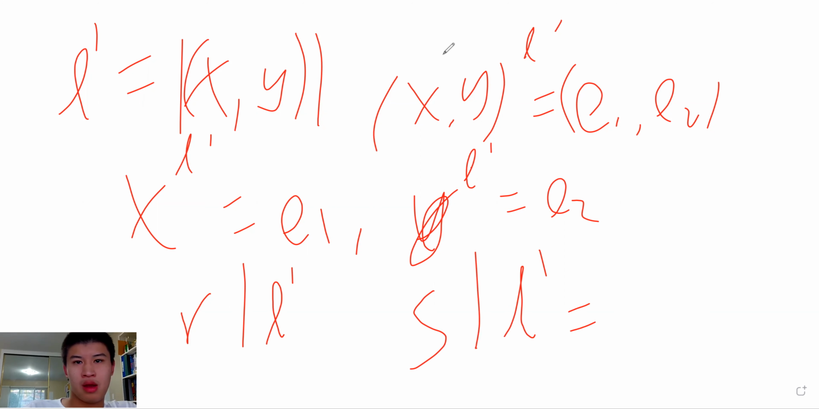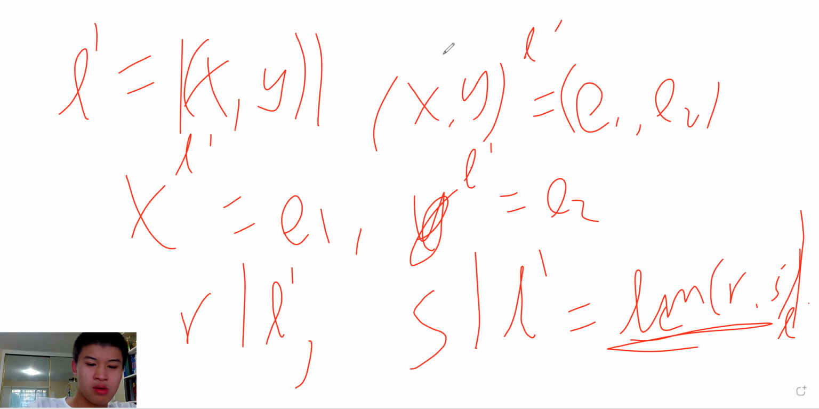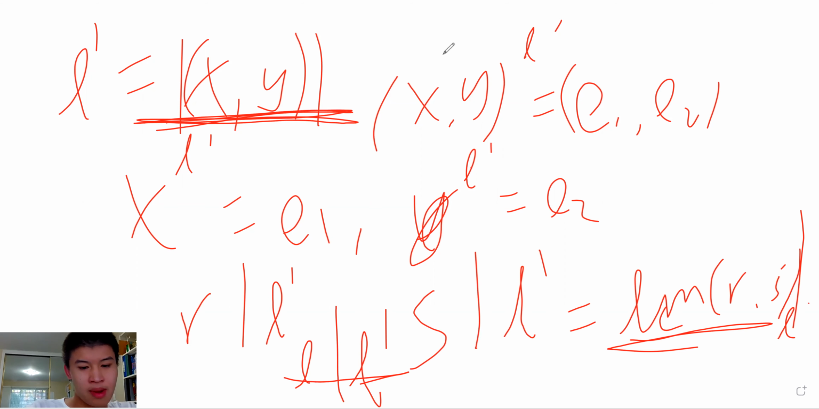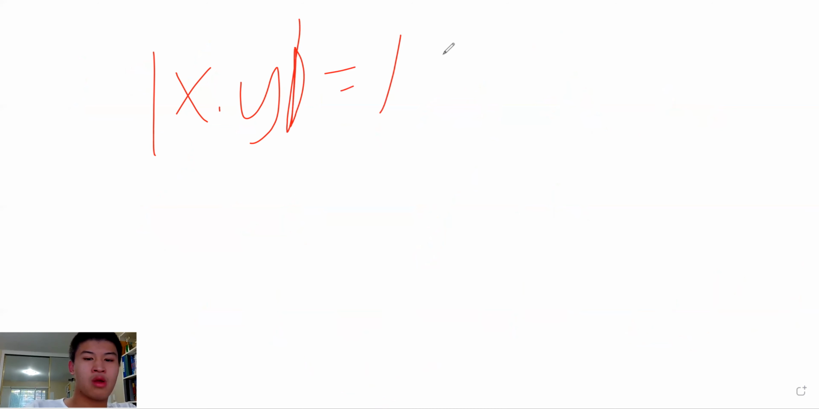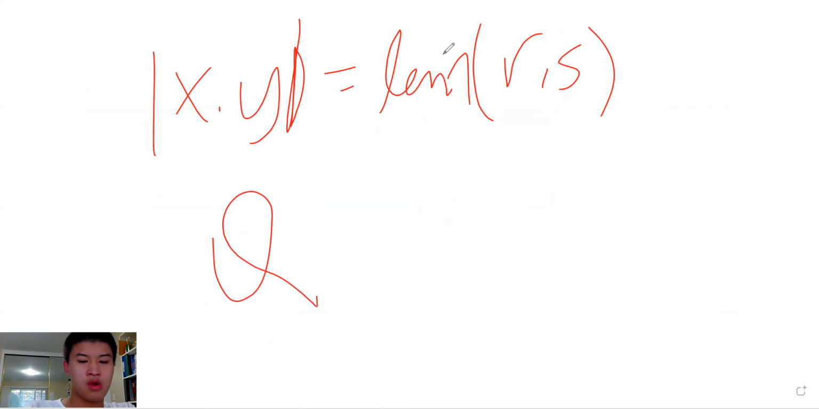Then that means that the LCM of R and S must divide L prime. So the LCM of R and S, which is just L, must divide L prime. And before we have proved that L prime, which is the order of (X, Y), must divide L, and L must divide the order of (X, Y). The only way that it can satisfy A divides B and B divides A is that A and B must be equal. So the order of (X, Y) must equal L, which is the LCM of R and S. And so we have proved it, QED.